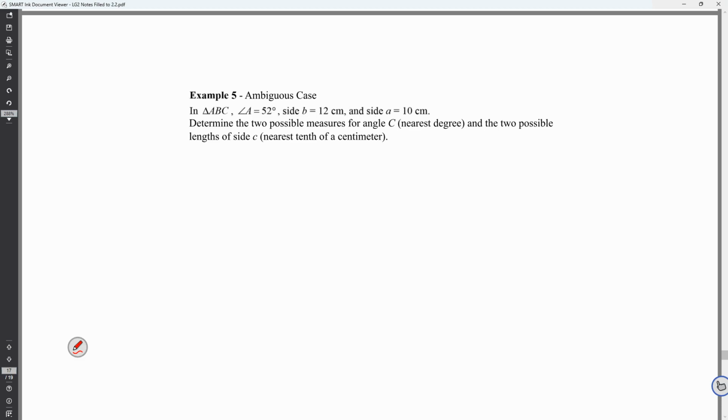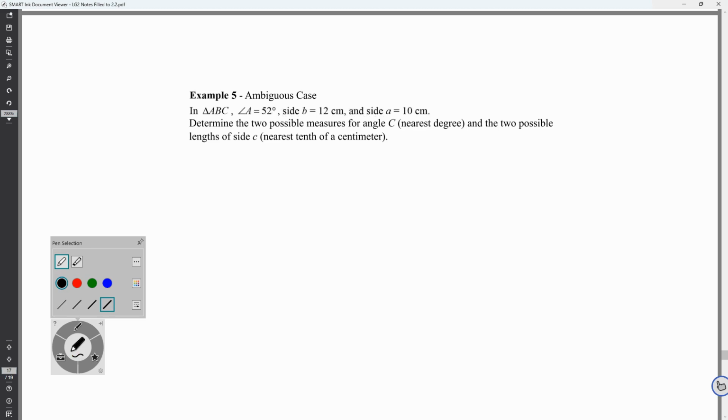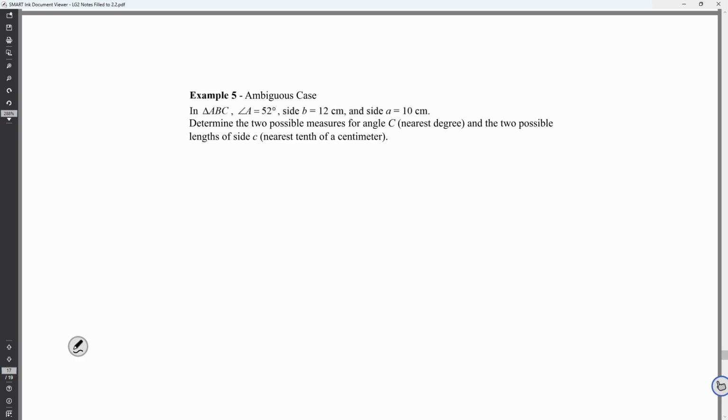Okay. One more example of an ambiguous case. So I'm going to draw the two cases for you. In our first case, we have triangle ABC with the angle 52, side length B, and side length A. So we know that maybe there's two possible measures for this angle C. In the first case, I'm just going to draw my standard acute triangle. And in my second case, I have my obtuse triangle. I'm just drawing basic triangles here.